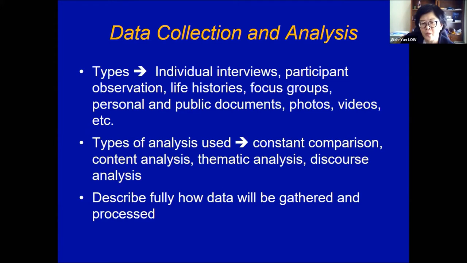Is it an in-depth interview, a one-to-one interview, a face-to-face interview? Is it participant observation? Is it life history? Is it a focus group discussion, what we call FGD, or personal or public documents? You are referring to documents, memos. You're looking at photographs, videos, analyzing videos, and so forth and so on.